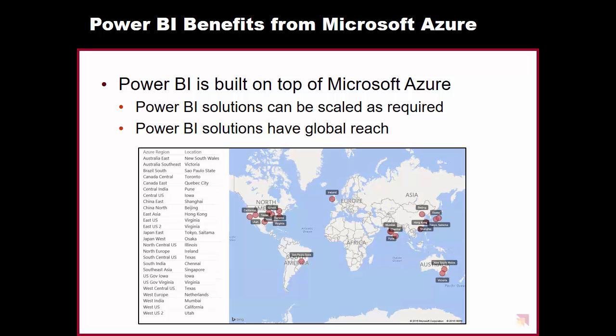Let's say a company has offices in Los Angeles and New York and London and Berlin and Tokyo. Well, what's really nice is that there's going to be a wide reach solution. And while things could get technically more involved, certainly there's ways to scale and reach at a global level as you're using Power BI because it's built on top of Microsoft Azure.